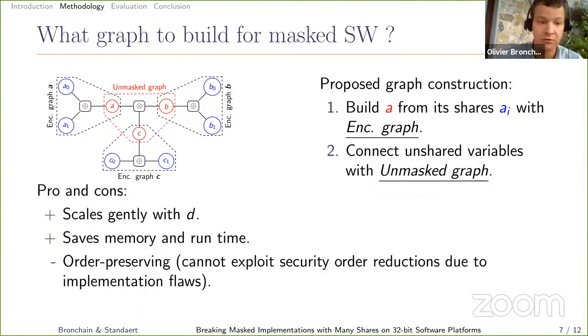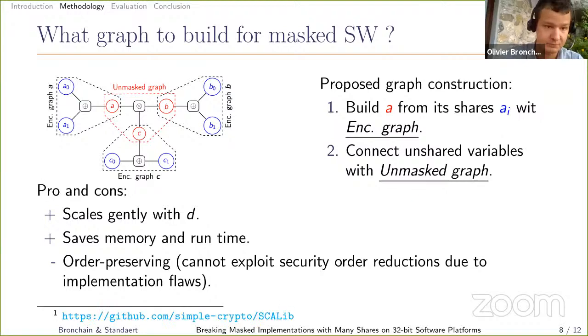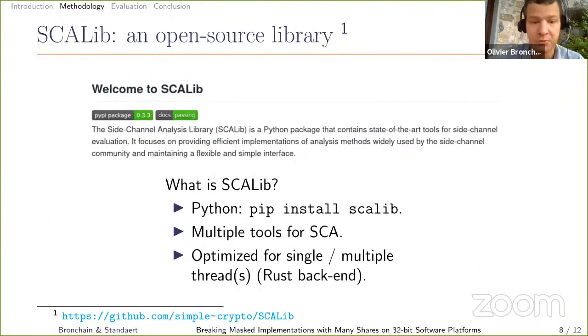So what are the pros and cons of this methodology? Basically, the effort was made to have all the complexities scaling gently with d, and also to save some memory and runtime. The drawback is that we cannot exploit lower-order flaws with this methodology. All the methodology was implemented with SCALib, which is a Python toolbox that we developed for that.